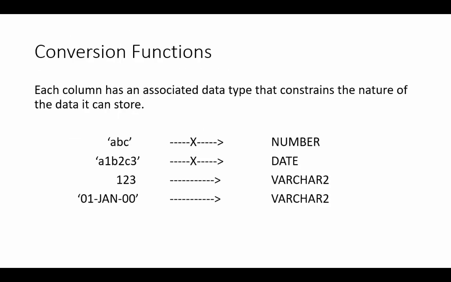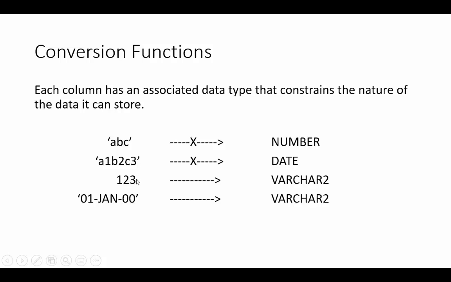In conversion functions, each column has an associated data type that constrains the nature of the data it can store. For example, if we look at the string ABC, we cannot put a character string into a number data type. Oracle won't let you do that. It'll give you an error message. If we use random numbers and letters in a string, this is a string because it's encapsulated with quotes. We cannot put that in a number data type. Oracle won't let you.